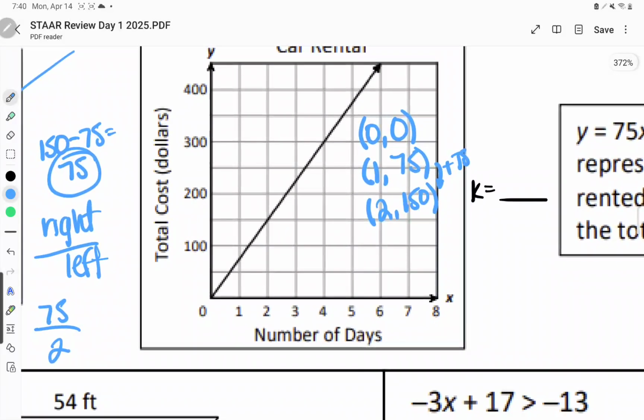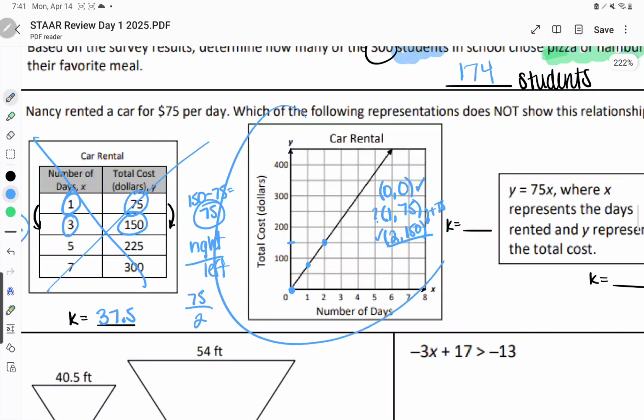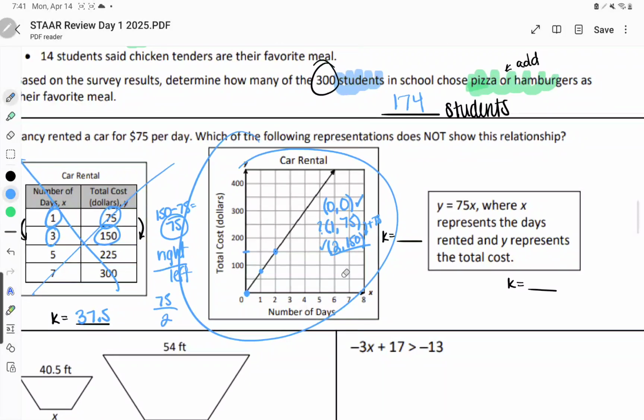I need to make sure I have these dots here. So I have 0 and 0, so that's good. I have 1 and 75. That looks like it might be 75 because it's a little bit below the 100, but I can't be sure. So that one's a maybe. And then I have 2 and 150. If I look right here, this is halfway between that 100 mark and the 150 mark. So that one's good. So this one is good.